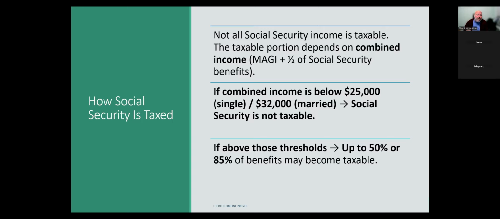So if your combined income is below 25,000, or 32,000 married filing jointly, your Social Security is not taxable. This is all your income that's not from Social Security. So if you have a little part-time job, some interest, some dividend money coming in, and maybe a retirement fund from somewhere else, and all of that income combined is under 25,000 and you're single, all of your Social Security is tax free. If your income is above those levels, up to 50 to 85% of your benefits could be taxable.